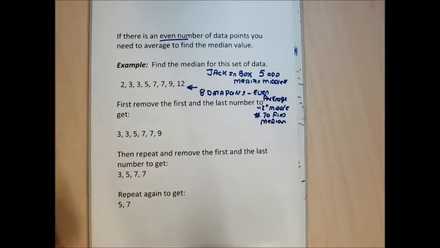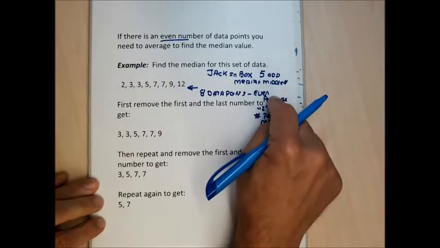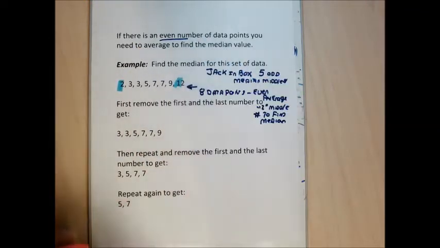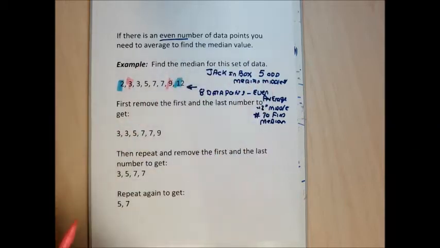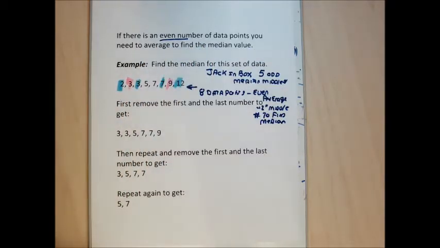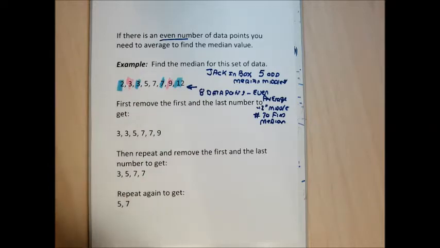So to find the median from any set of data, regardless if it has an odd number or an even number of data points, you start off by crossing out the first and the last, and then the second, and then the second from the last, and then the third, and the third from the last. You're not allowed to cross out all the numbers. So if I would have crossed out the fourth and the fourth from last, I wouldn't have had any numbers left in the middle, and that wouldn't give me the median.